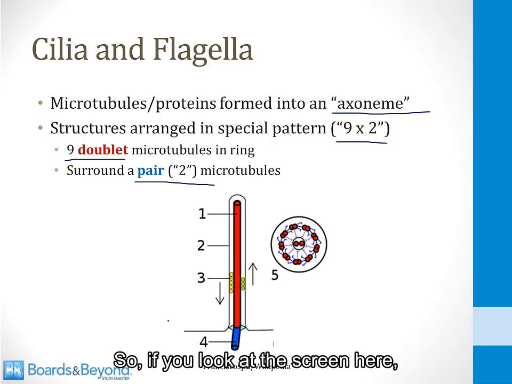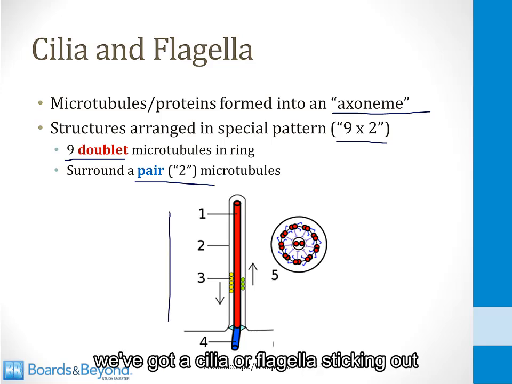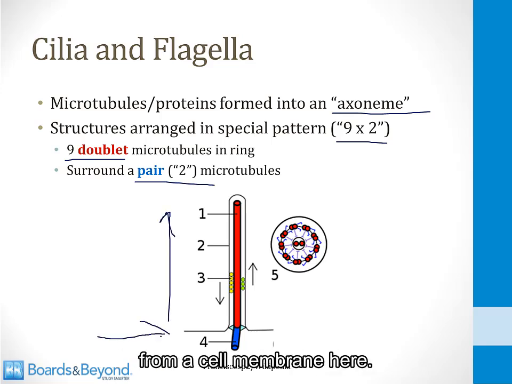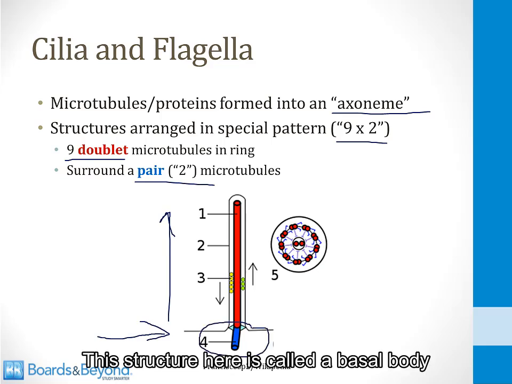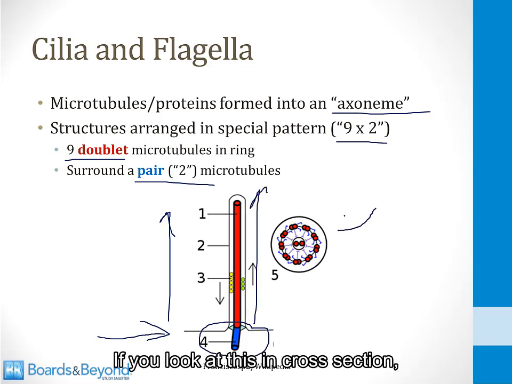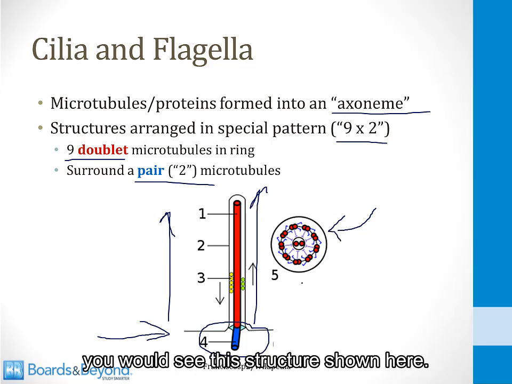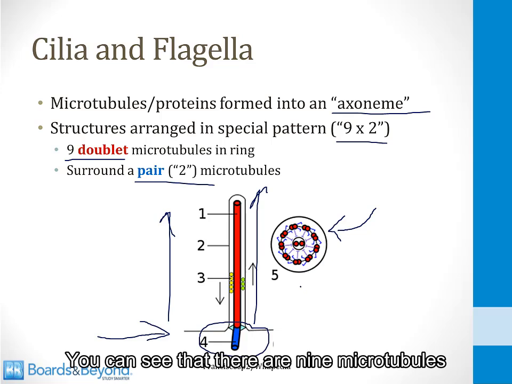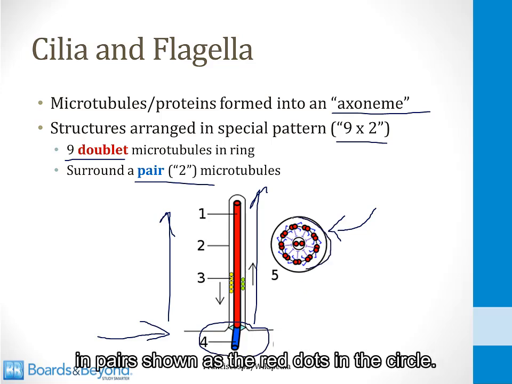So if you look at the screen here, we've got a cilia or a flagella sticking out from a cell membrane here. This structure here is called a basal body, which we'll talk about in a minute, and extending upward is the cilia or flagella. If you look at this in cross-section, you would see this structure shown here. You can see that there are 9 microtubules in pairs, shown as the red dots in a circle.